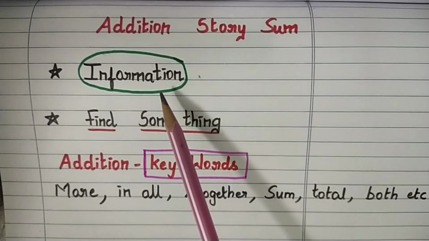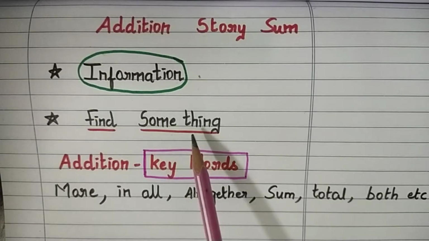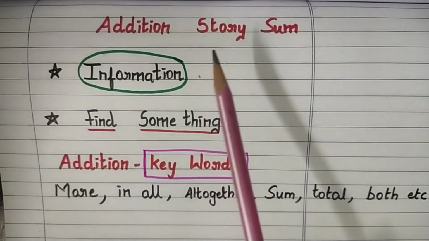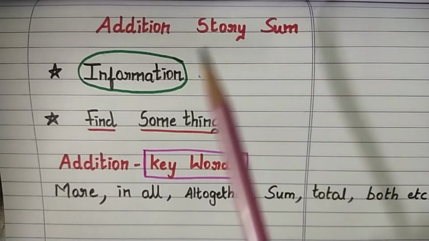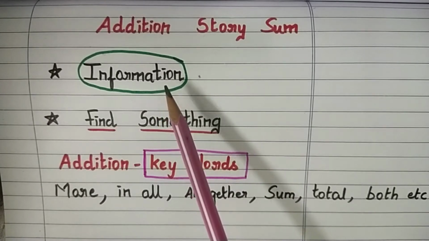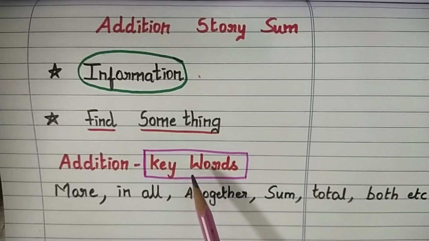Children, if you notice clearly, I circle the information, underline what we need to find, and put a box to the keyword. Why? While doing an addition story sum, children, first, while reading the question, you have to circle all the information given in the question, underline what we need to find out, and put a box to the keywords. This will help us to do the story sum easily.